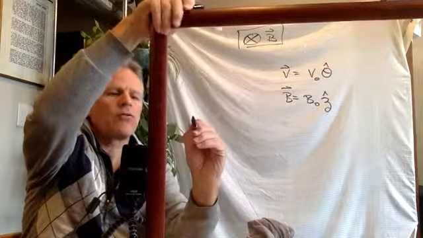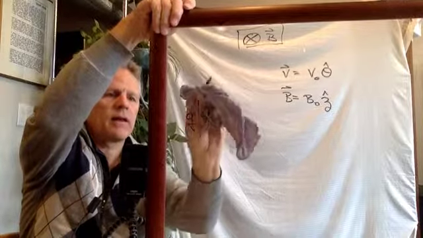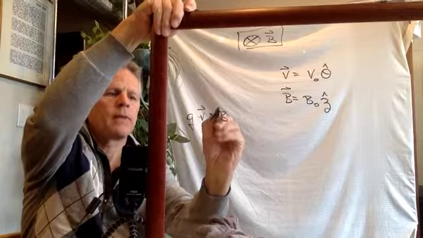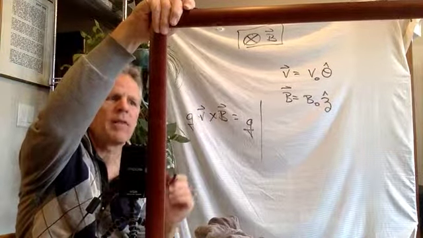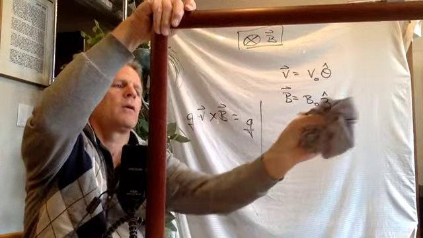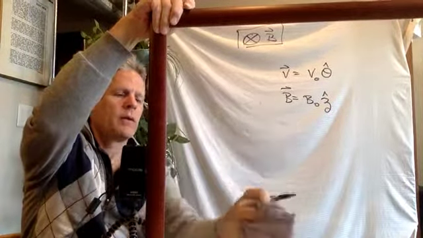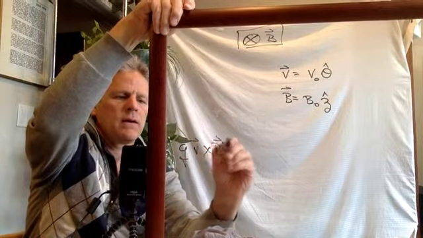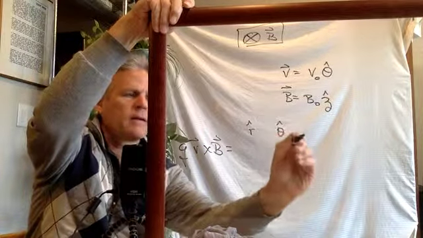Okay, so now the question is, what is q v cross B? And it is just q, and then we're going to do the same thing we did before, but now we're going to do our determinant in the cylindrical coordinates. So, q v cross B. We're doing the cylindrical coordinates. So what do we have? We have r hat, theta hat, z hat.